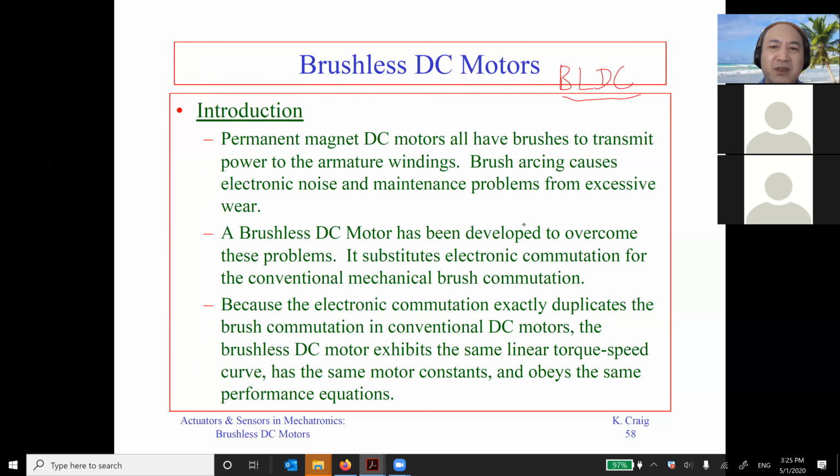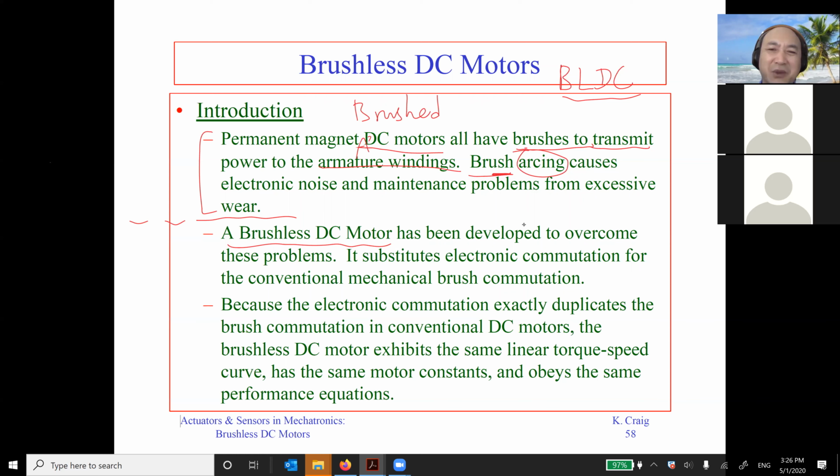So permanent magnet DC motors will have brushes to transmit power to the armature winding. Okay, so this brush is really bad. It's called the arcing effect. Even if you use a permanent magnet, you have a brushed version versus brushless motion. So today we are going to mainly focus on a brushless DC, BLDC, okay? So that we can throw away that brush, and how it can be thrown away.